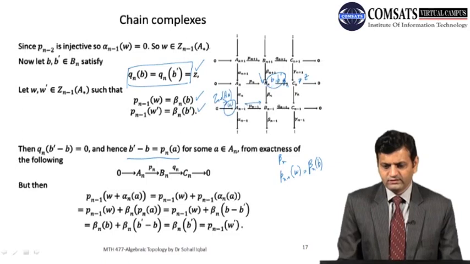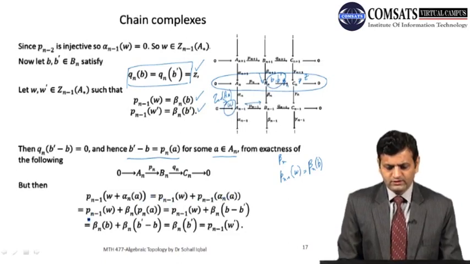So we know that from the exactness of this part, this exact sequence of modules, this little portion says that the image of p_n must be equal to the kernel of q_n. So in other words, this element b - b' is the image of some element of A_n. So there exists a belonging to A_n such that this holds from the exactness. And now consider this, p_{n-1}(w) plus α_n(a). Just using the homomorphism property, this is distributive over addition, so this is equal to p_{n-1}(w) plus β_n(p_n(a)).